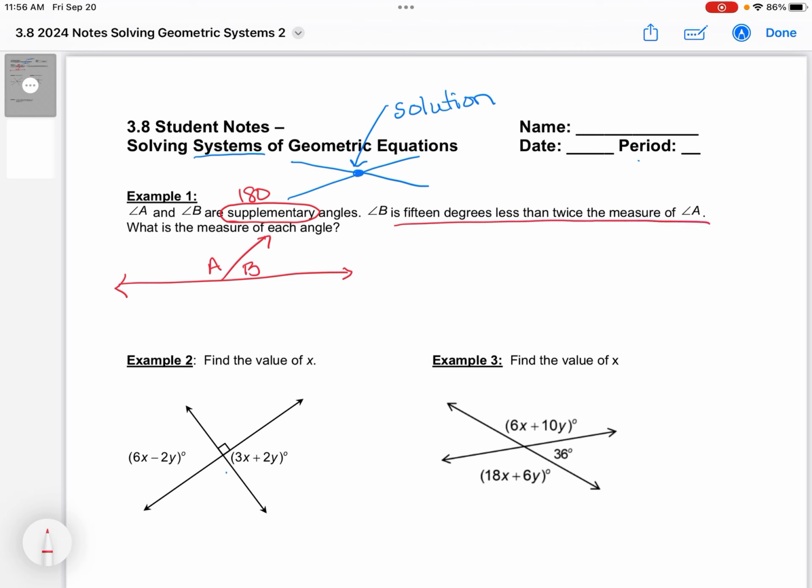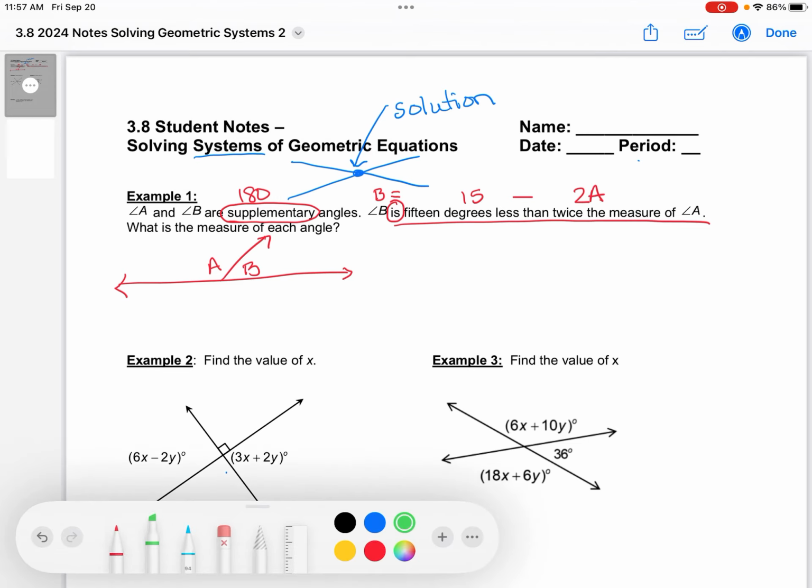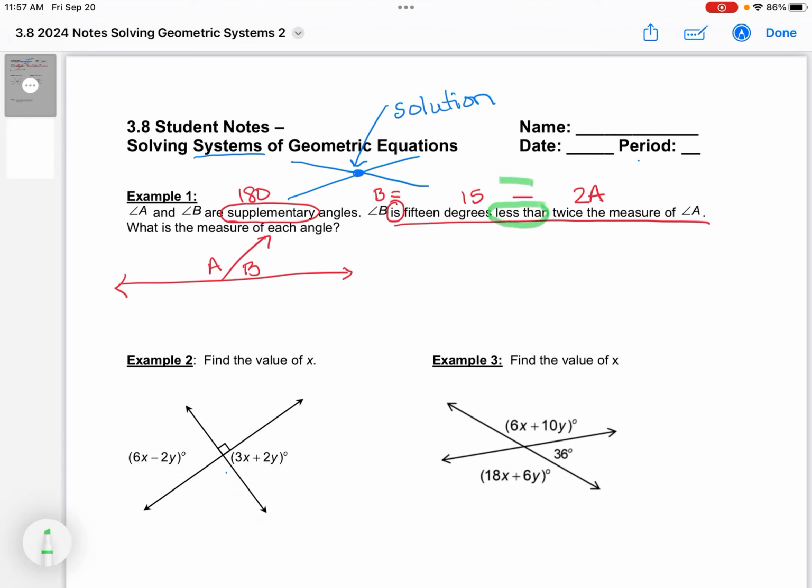Okay, the second part is I'm going to have to translate basically into a number sentence. Is my equal sign. So I know that B equals, I have 15 degrees, and then I have less than, and then I have twice, and then I have angle A. And when it says less than, that means this guy's got to go to the back. So my equations are going to be A plus B equals 180. That's my first one. And my second one's going to be B equals 2A minus 15.